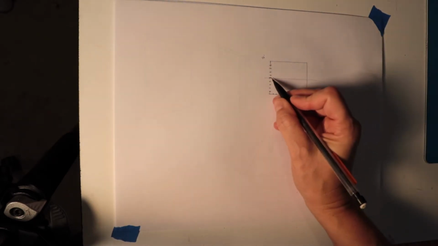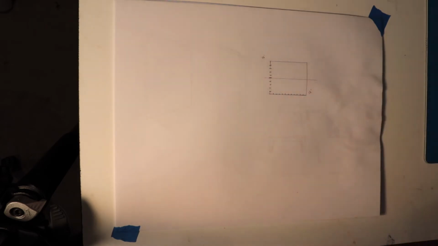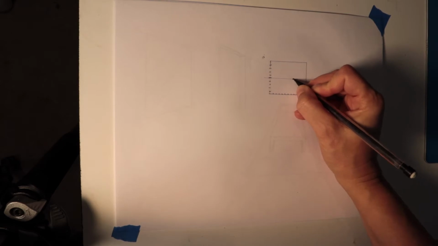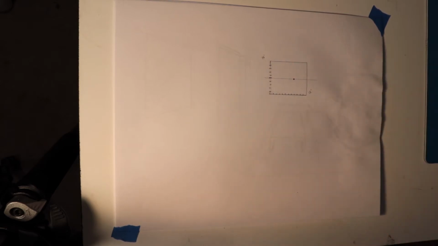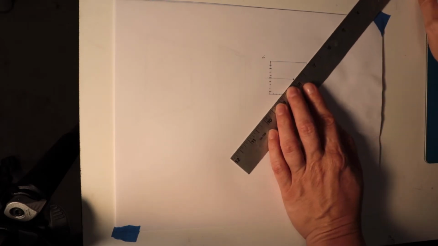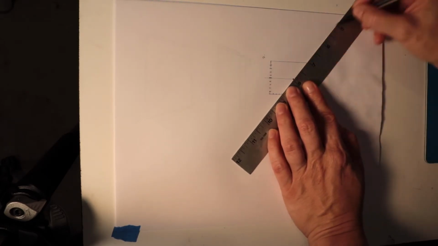And then your vanishing point is gonna lie somewhere on that horizon line. So if you're making it up, you can just make it up. So I'm gonna make mine right here, just a little off center because center is boring. Then you're gonna use your vanishing point to connect to the corners of your back wall.